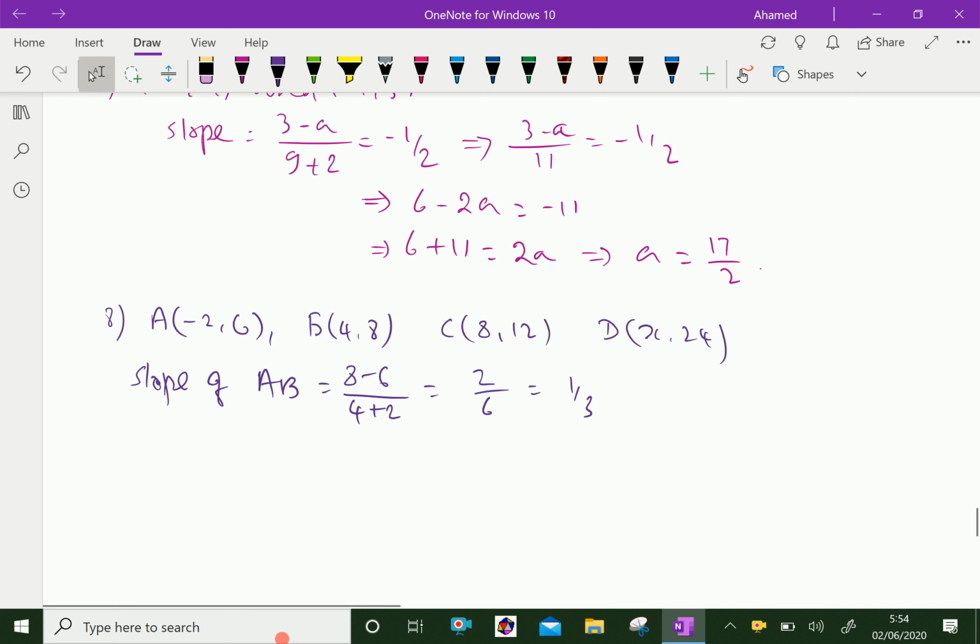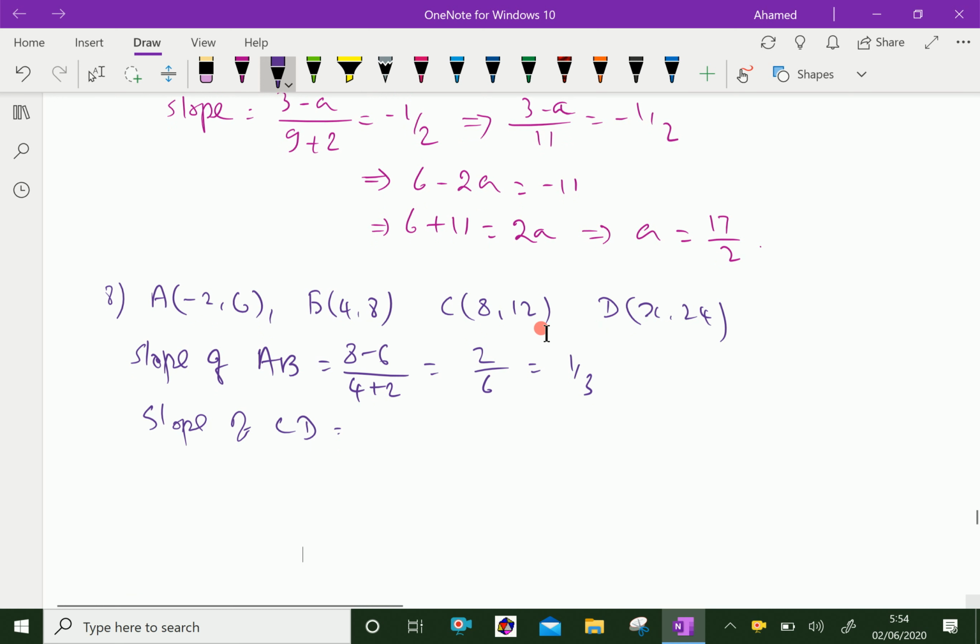Now the slope of CD is y2, that is 24 minus 12, over x minus 8, which is 24 minus 12 is 12 over x minus 8.